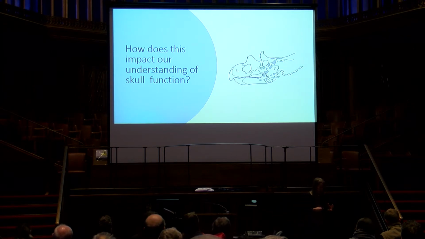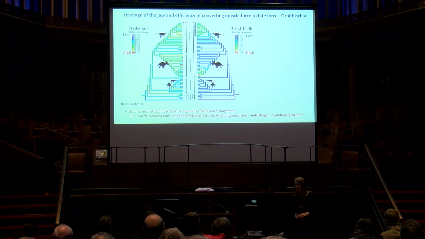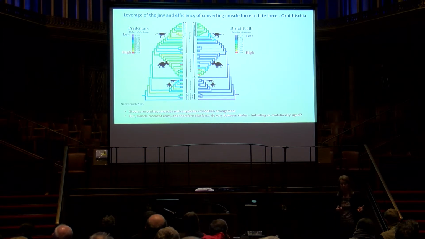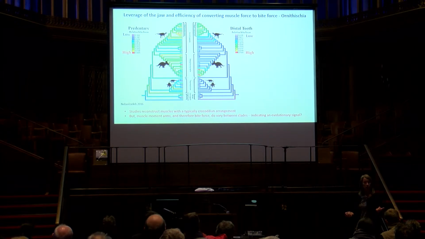But taking these measurements and calculating them for groups of different dinosaurs, how does this impact our understanding of skull function? This was a study that came out a couple of years ago, which calculated the leverage of the jaw, and essentially the efficiency of converting muscle force to bite force, for a group of different ornithischian dinosaurs. It calculated something called the relative bite force, which in this context is essentially the mechanical advantage, so the efficiency of the leverage of the jaws. It's color-coded here so that where you have warmer colors, you've got more efficient jaw leverage.